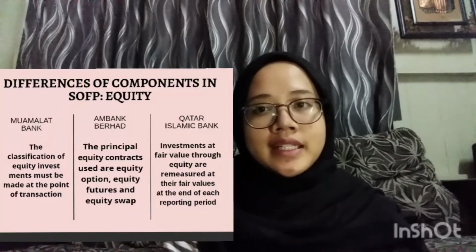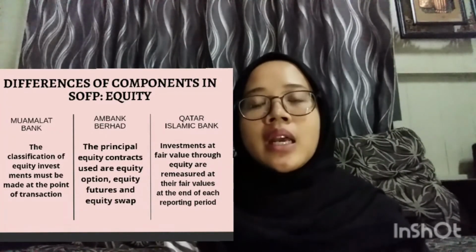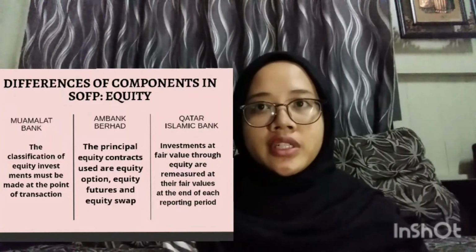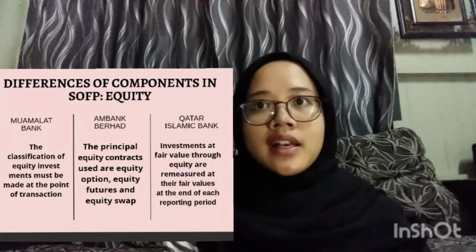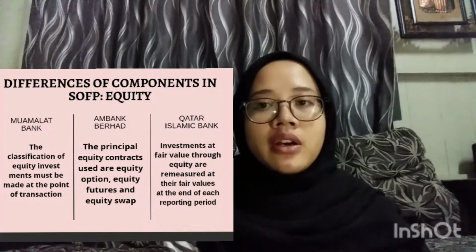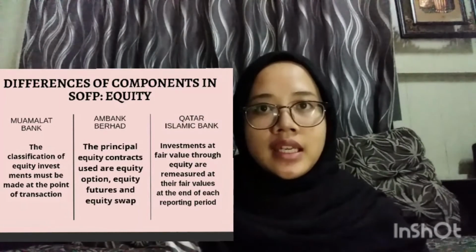So today I will present the differences in components of the statement of financial position, which is equity. Muamalat Bank as an Islamic bank, M-Bank Berhad as a conventional bank, and the last one, Qatar Islamic Bank, under FAS. These three banks will be differentiated on equity based on investment and principal equity.